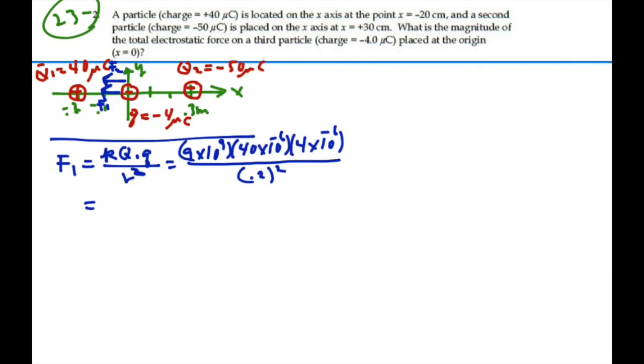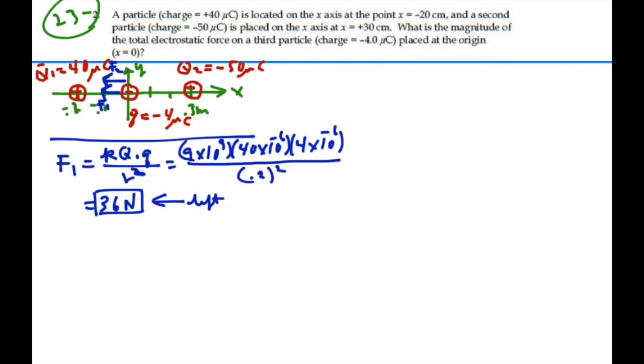So what is this force? Let's figure it out. 9 times 10 to the 9 times 40 microcoulombs times 4 microcoulombs divided by 0.2 squared. 36 newtons. And that force is to the left.